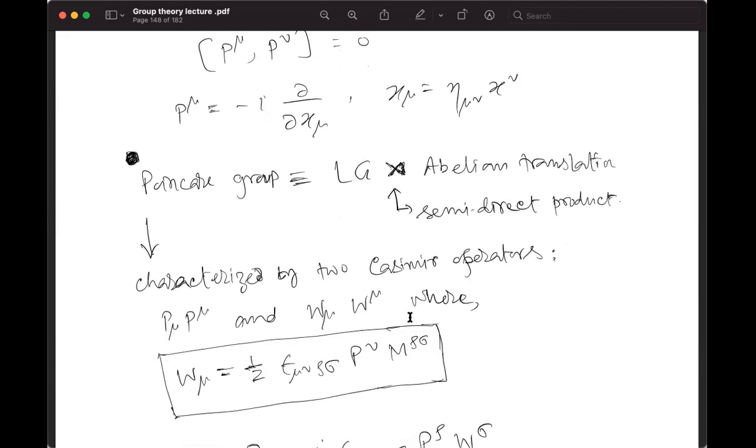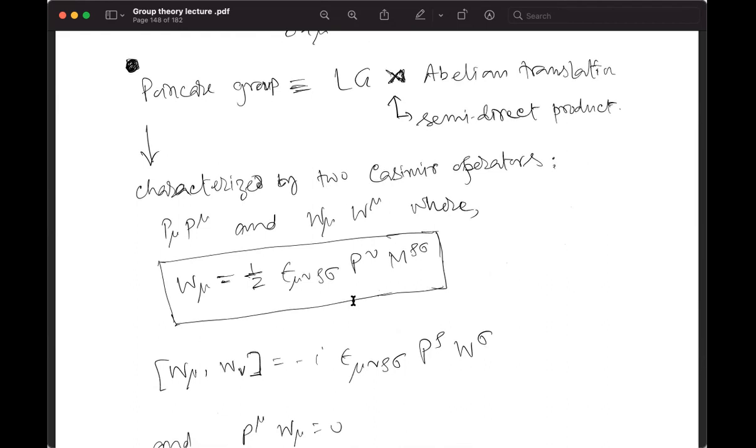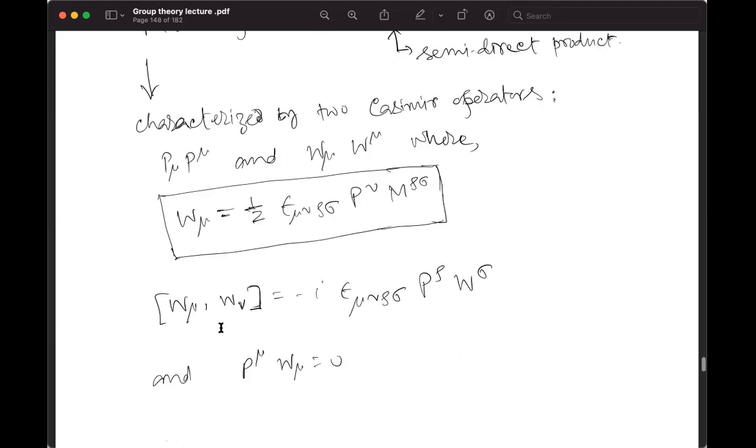So now we can characterize this by two Casimir operators. One is P squared, and the other is W squared. P squared is the mass squared, and W is basically the Pauli-Lubanski operator, which you can write down as half epsilon_mu nu rho sigma P^nu M^rho sigma. And if you take the commutator of W with W, you get minus i epsilon_mu nu rho sigma P^rho W^sigma, and P_mu and W_mu commute with each other, and they are independent.